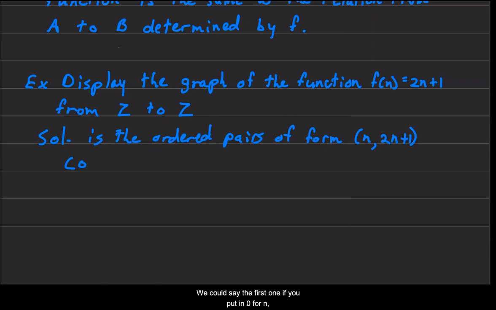We could say the first one, if you put in 0 for n, then in the 2n plus 1 second part of the ordered pair, you would get 1. If you put in 1, then you get 3. If you put in 2, you get 5. And then you can graph that.